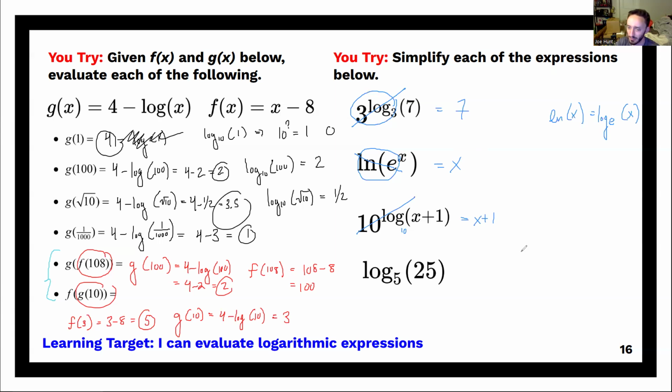This last guy's a little different. You can approach this guy 2 different ways. You can say that this is the question 5 to the what equals 25. And in that case, you'll figure out pretty quickly that power's 2. A different way to look at it is to say, hey, I'm doing the log base 5 of 5 to the second in parentheses. And since the base of that logarithm is matching the base of the exponent, the only thing that gets left behind is the power of 2, but you get the same answer either way.